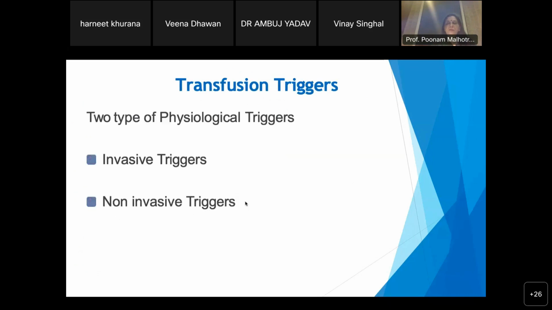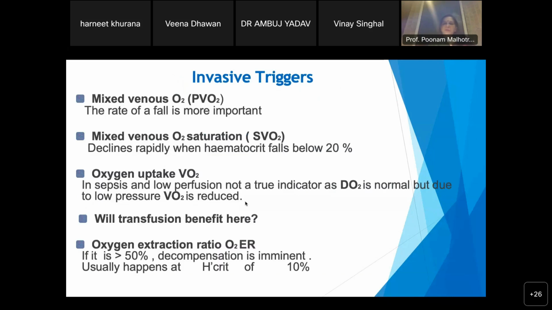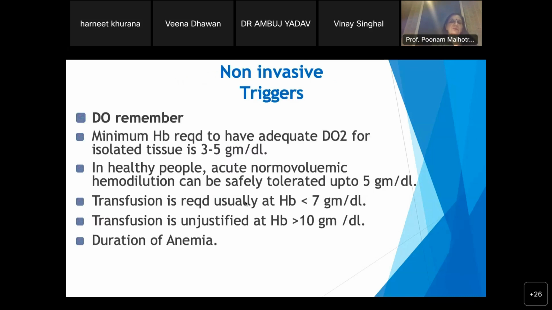So next, please. So while we are doing transfusion triggers, you have invasive and non-invasive triggers. Just a brief slide on both of them. Next. So when we have these transfusion triggers, remember that, as I said, oxygen balancing, the PVO2, mixed venous oxygenation, is most important, as is the central venous, as is the oxygen uptake and also oxygen extraction ratios. Next, please. Some of the non-invasive ones which we can do, hemoglobin is a transfusion that is required at a hemoglobin of less than 7 or more than 10. If it is unjustified, it is more than 10, don't give blood.